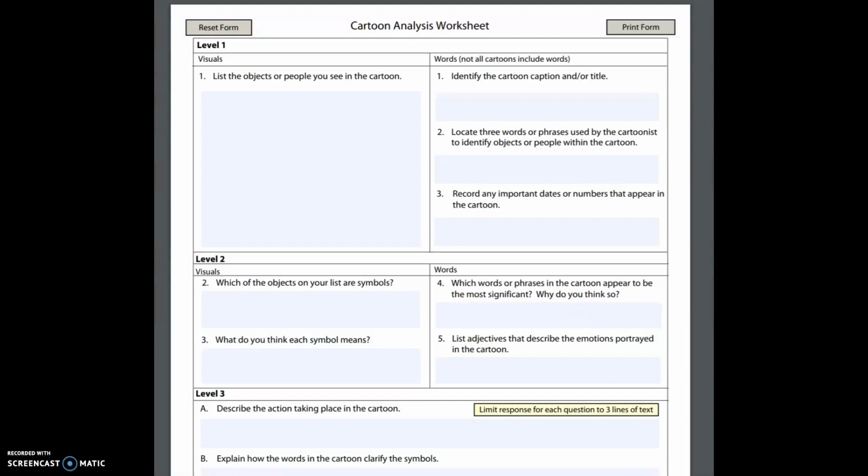So first, you'll identify the cartoon caption or the title, because all cartoons are going to have a title or a name. And second, you're going to locate 3 words or phrases used by the cartoonist to identify objects or people within the cartoon. Because these words and phrases, if they're in the image, they are extremely important and should be noted. And then lastly, for level 1, you're going to record any important dates or numbers that appear in the cartoon.